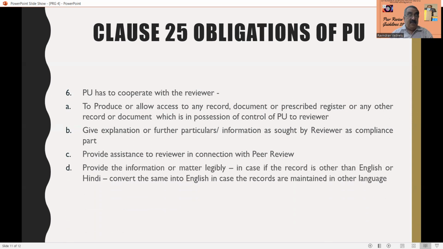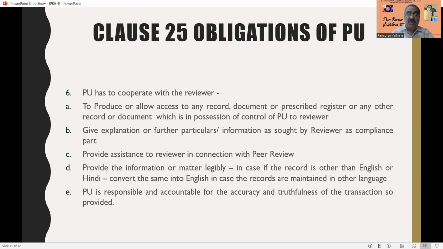Then, in case the records are not legibly written, he has to see that all the records are legibly written, and they have to be produced. In case the records have been maintained in a regional language, say Tamil or Malayalam, then for the purpose of the peer review, they have to be converted into English or Hindi, that is, a language which is comfortable to the peer reviewer. Then he has to do all the translation in Hindi or English.